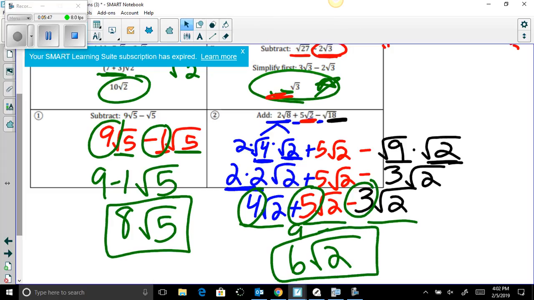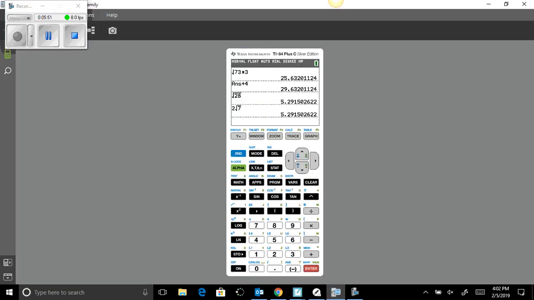Could I very well go ahead and check my answer in the calculator? Let's see if it'll work. All right, so the question was, I'm going to put that whole big long question in. 2 radical 8 plus 5 radical 2 minus radical 18. Get an answer, I'll get some crazy decimal. Now use my answer that I got and see if I get the same decimal equivalency. 6 radical 2.